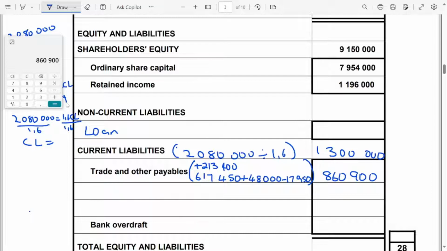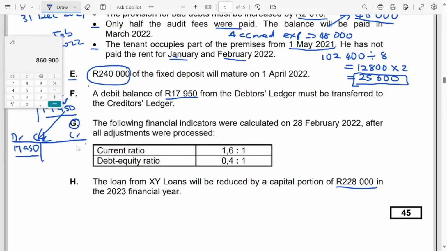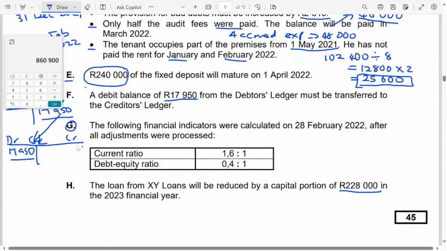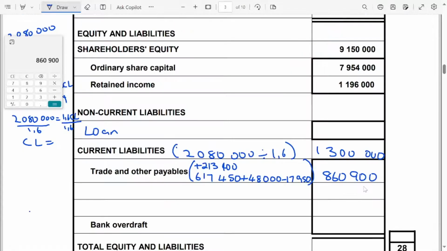But then there's a transition there at the end. They are saying that the loan from the XY loans will be reduced by a capital portion of a loan. Okay, so the loan will be reduced by 228,000 in the 2023 financial year, right? They are saying that the loan will be reduced by this amount in the next financial year. So this means that we have the current portion of a loan, 228,000.